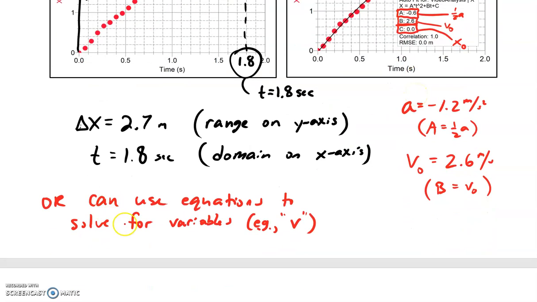Anything else that we wanted to get that we weren't able to, let's say like v, for example, you could calculate, right? So for example, I could do maybe this equation. Right? Or I could use this equation. They'll give me the same value for v.